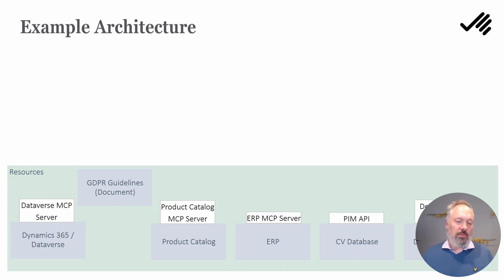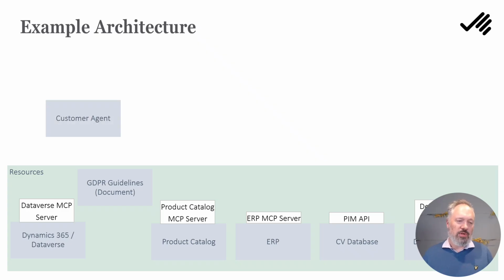Then for the product catalog, we built it ourselves, so we just have to build our own MCP server on top of the APIs. And for the ERP system, maybe that was some other, non-Microsoft system, and they might have built their own MCP. Then for the CV database or PIM database or whatever it would be, in that case we just go with an API, because it's not that big of a question. It's not so wide that we want to use MCP for it. So maybe just go with the API and describe that from the agent instead.